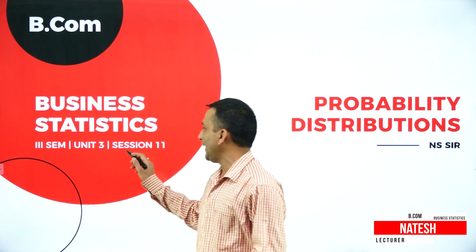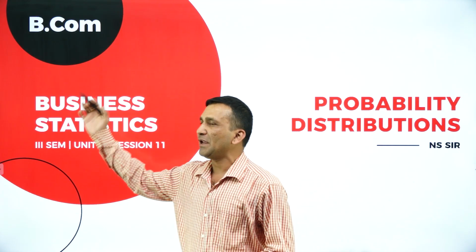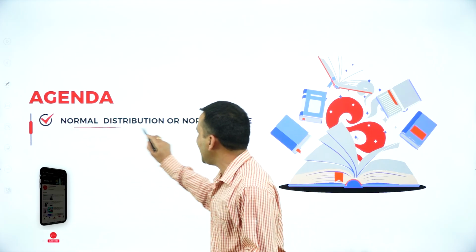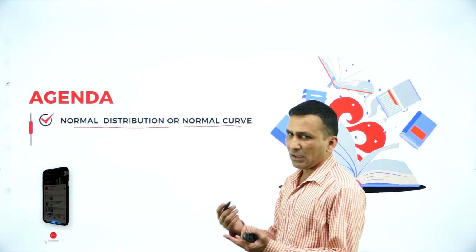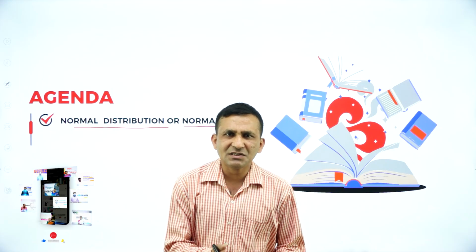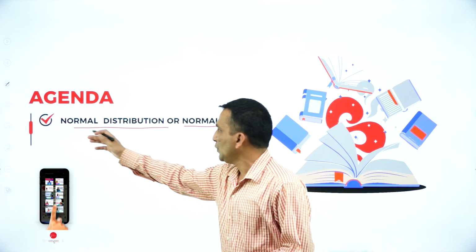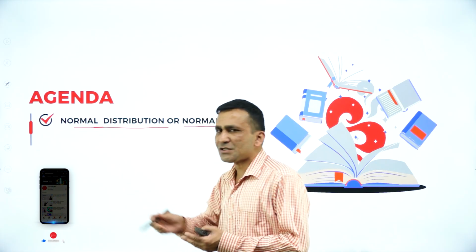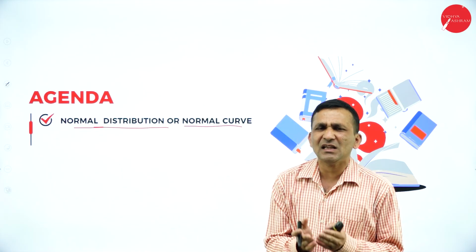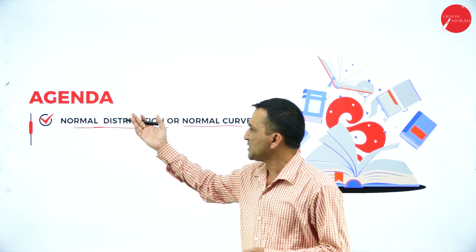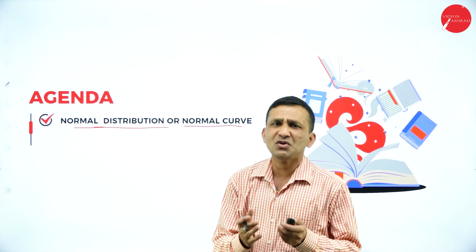We are in Unit 3, Section 11, third semester BCom, probability distribution, and today my agenda is normal distribution or normal curve. In the previous session, which was related to binomial and Poisson distribution, now we are moving to normal distribution. In the normal distribution, the most common distribution used, it is very common for almost all fields.